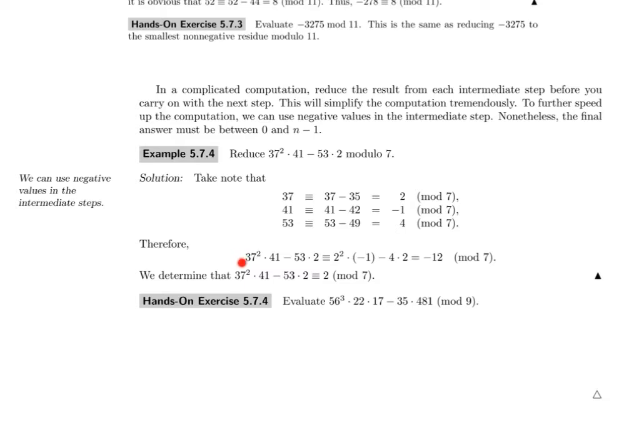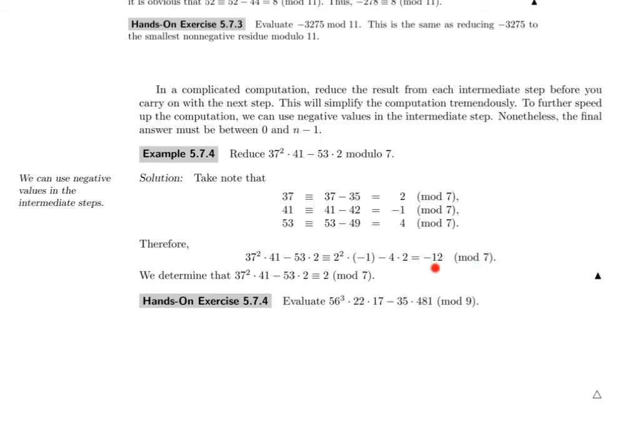37 squared times 41 minus 53 times 2 is congruent to 2 squared times negative 1 minus 4 times 2. The 2 doesn't change, it's the same. It's already a nice, small, convenient number. When we simplify this, we get negative 4 minus 8, that's negative 12 mod 7.